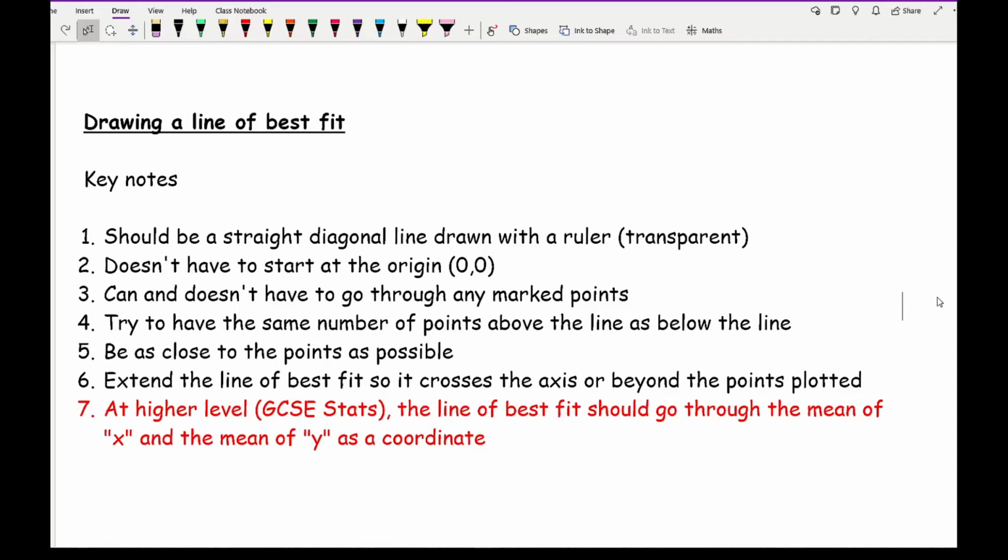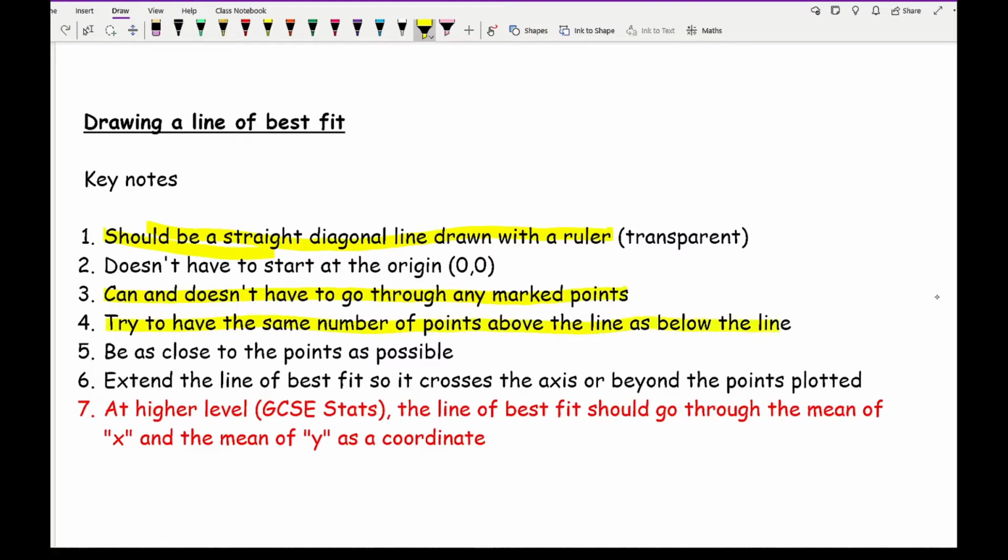So before we do that, let's have a look at point 4, which is to try and have the same number of points above the line as we do below. Now, just highlighting some of the key points, it needs to be a straight diagonal line, unlike my highlighting. It doesn't have to go through any of the marked points, and again, you also want to try and have the same number of points above the line as you do below.